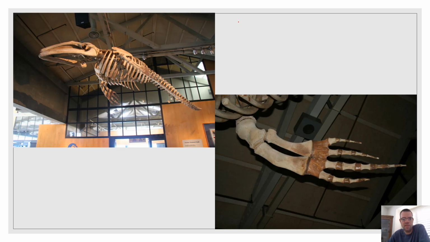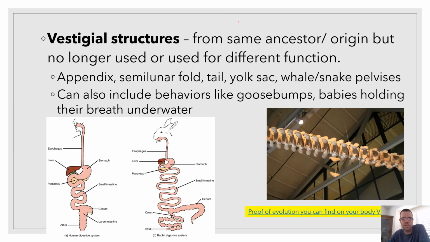But it's also got something in the back called a vestigial structure. That vestigial structure is these 2 little bones that they've got suspended right here. Those are the remnants of a pelvis. Because whales, like I showed you earlier with the phylogenetic tree, used to walk on land. And so vestigial structures are from the same ancestor or origin, but they're not used for that function anymore. So these obviously are not used for walking because this whale cannot walk on land.